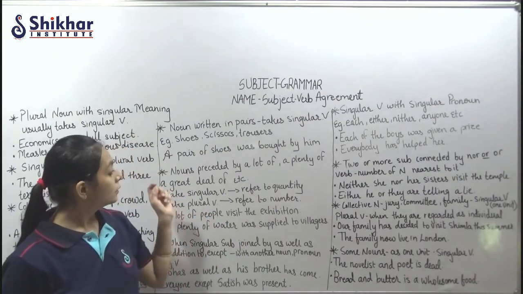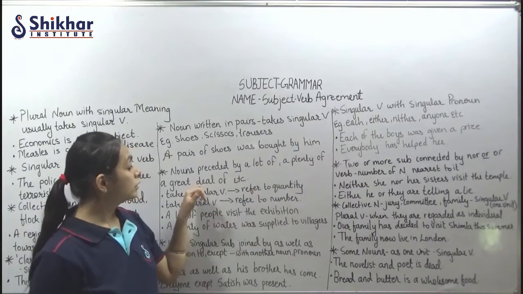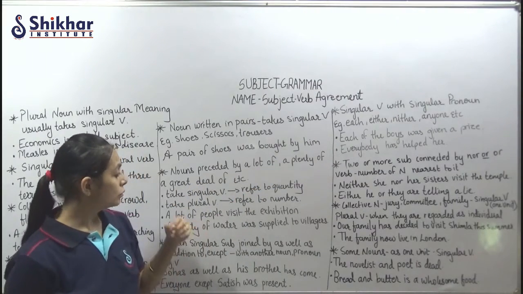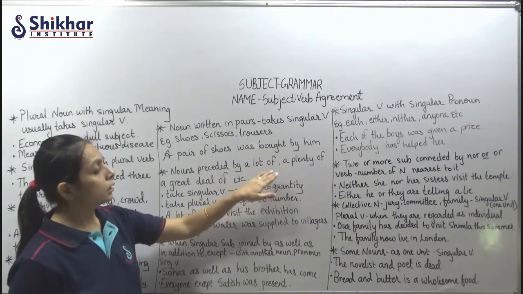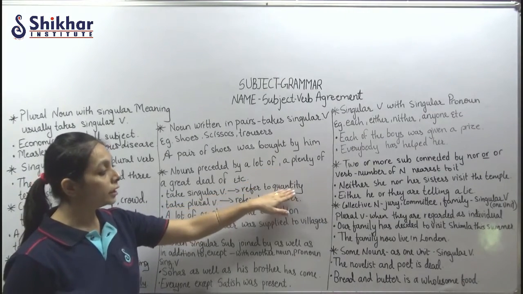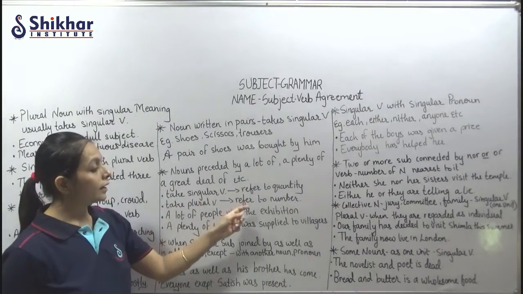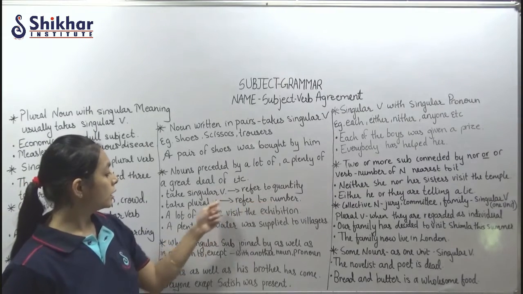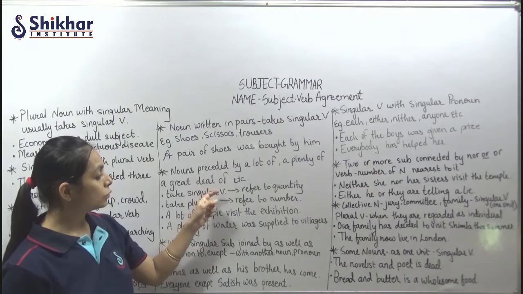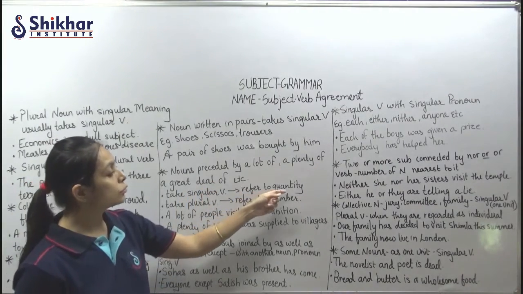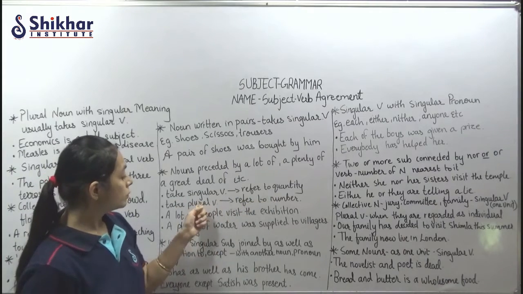Correct? Nouns preceded by a lot of, plenty of, a great deal of. When words like these appear, and you are referring to quantity, then you are going to use a singular verb. Or when you are going to refer to number, then a plural verb. So here is a little difference that you have to see. When referring to quantity, singular verb, and referring to number, plural verb.